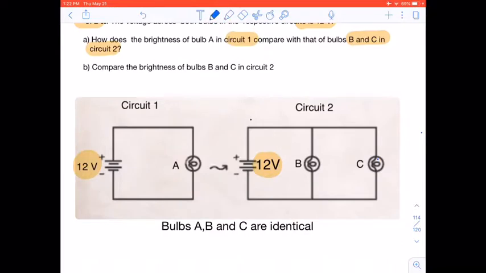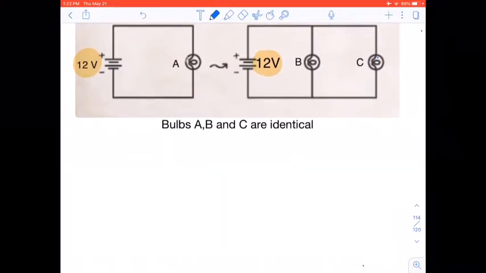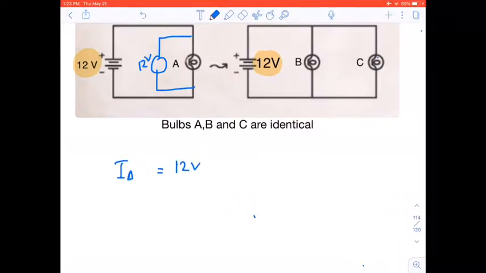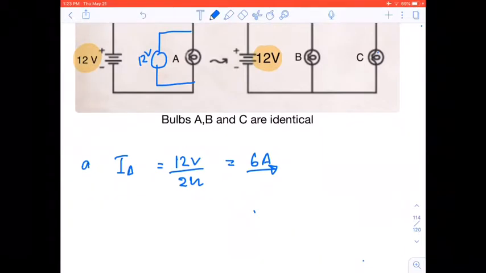Alright, so if we look at this and we say, I of A is equal to, we know that if we put a voltmeter here, in parallel, that is going to read 12 volts. And so it's going to be 12 volts upon 2 ohms, which means the current going through this bulb is 6 amps.